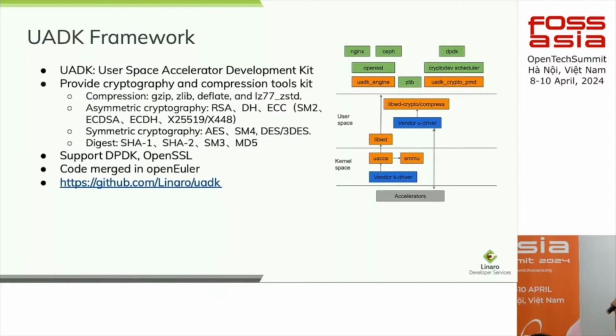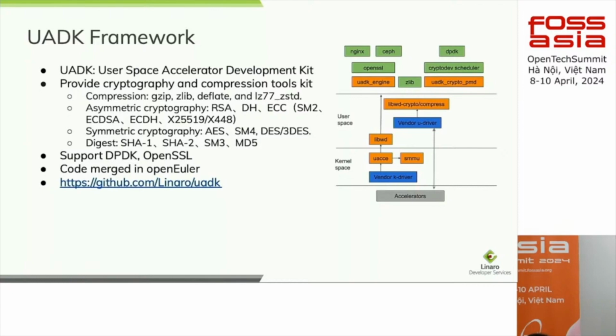On the HiSilicon platform, currently we use crypto accelerators that can support this feature. We provide compression like zip, gzip, deflate, and ZSTD. Also, asynchronous crypto, like ECDH, ECC. We know asynchronous crypto is very costly. It needs a long time because it is not like symmetric crypto.